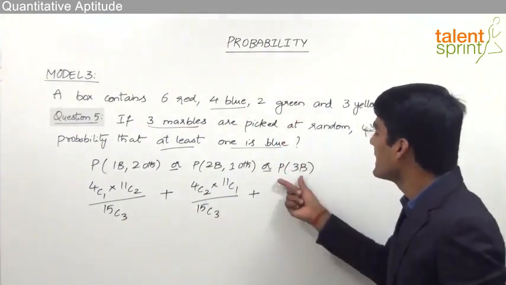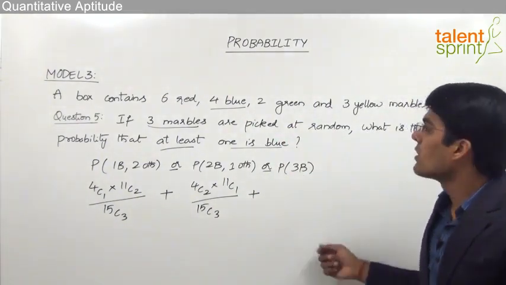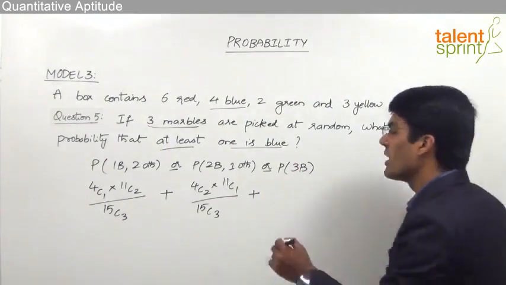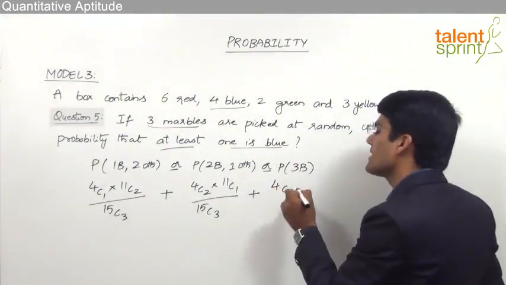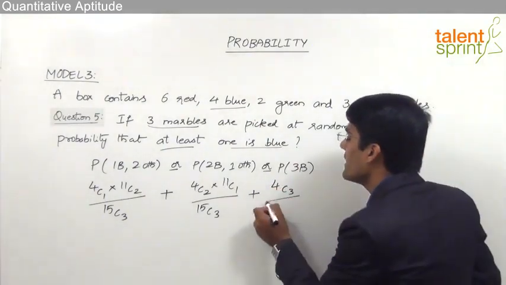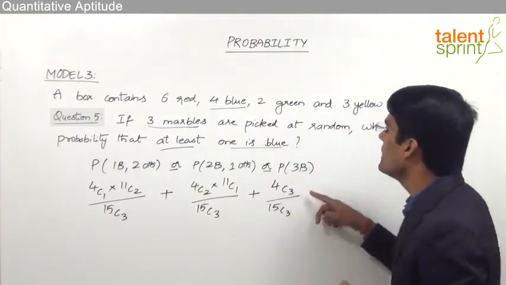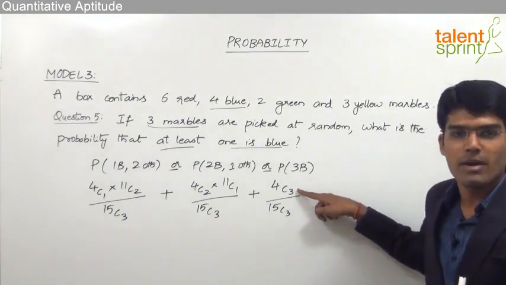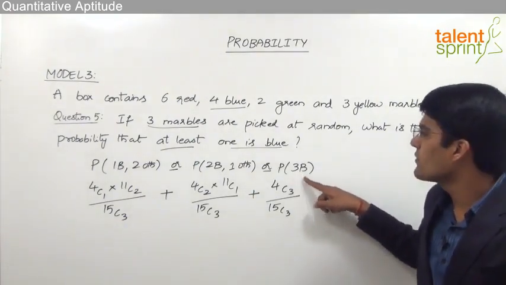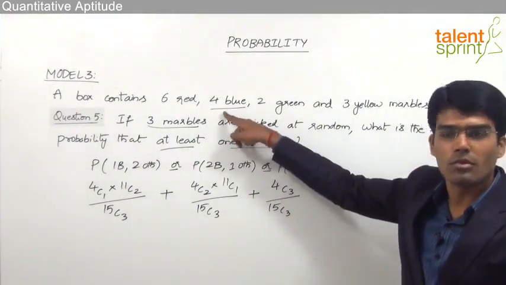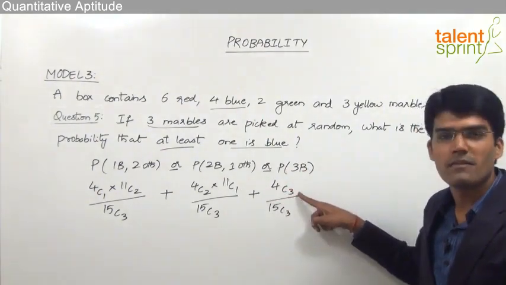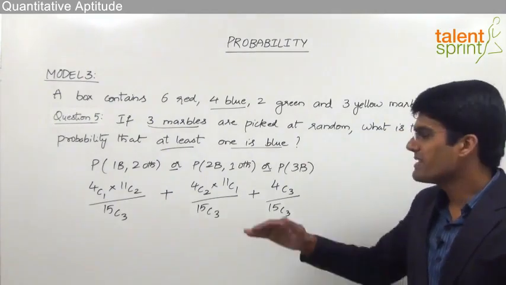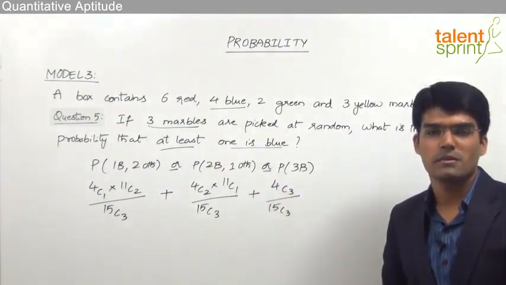Plus the last case, that is, all the 3 marbles can be blue. Now all 3 blue can be done in 4C3 ways. Why? Because in total we have 4 blue marbles. So out of 4 we have to select 3, 4C3 divided by 15C3. And here we need not take any other marble, because we have already got the required number of marbles, that is 3. So 4C3 is the number of favorable combinations divided by 15C3, the total number of combinations. By simplifying this, we get the probability for the given question.